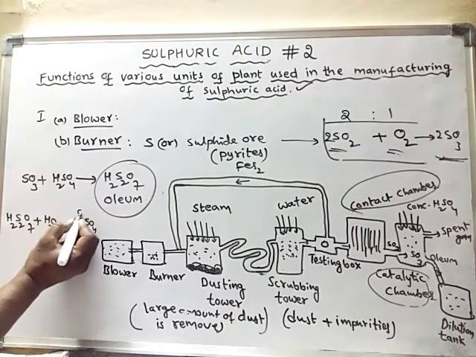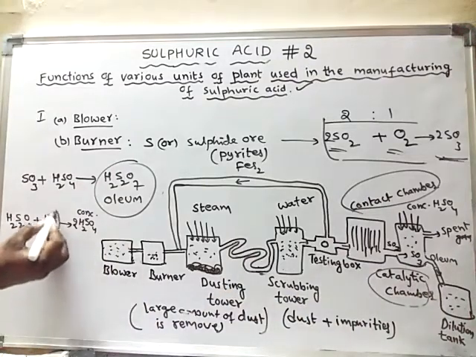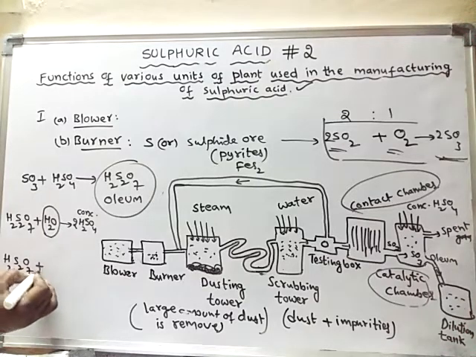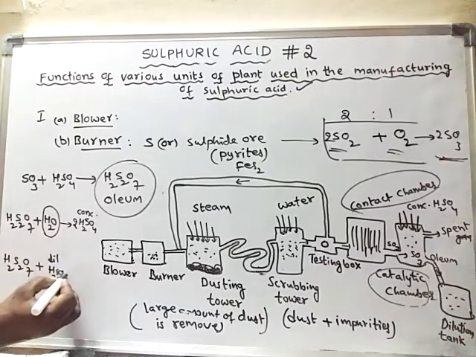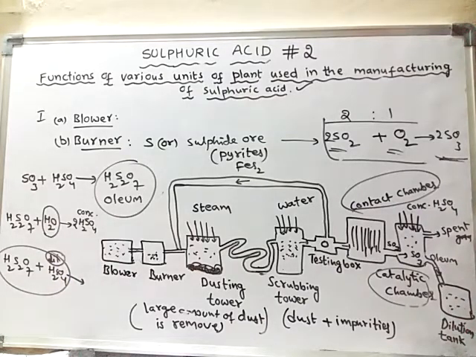Finally it forms concentrated sulfuric acid in the dilution tank. That means when oleum is diluted, it converts into concentrated sulfuric acid in the dilution tank. Or else, in the dilution tank, instead of water, dilute sulfuric acid may also be present. When this oleum reacts with dilute sulfuric acid, that dilute sulfuric acid contains water. So now what happens?